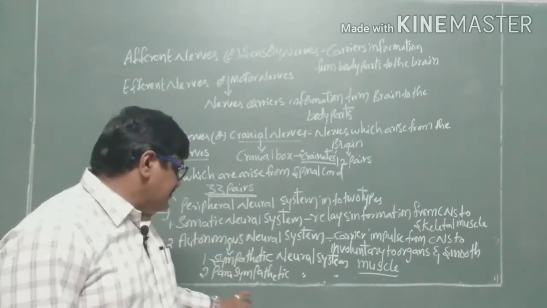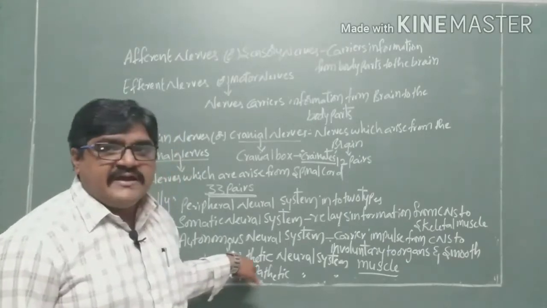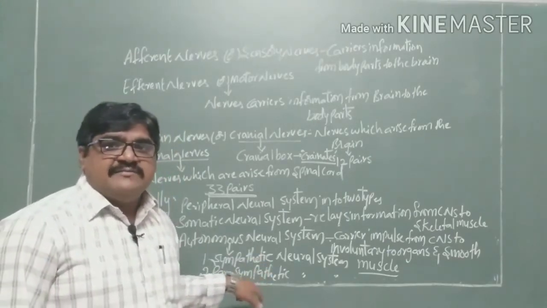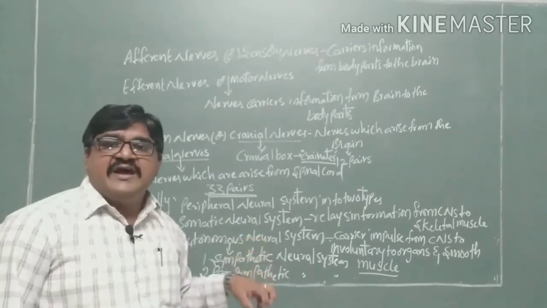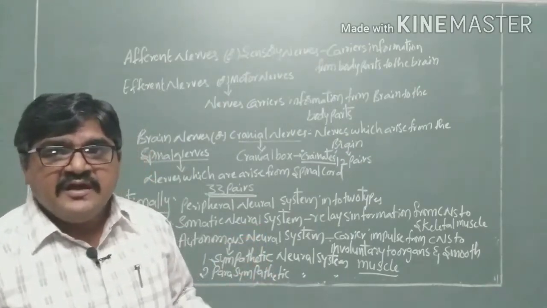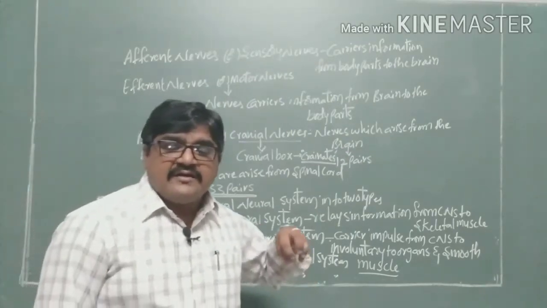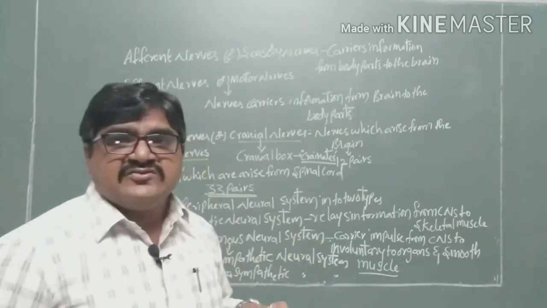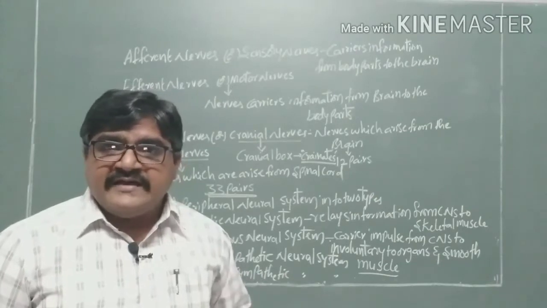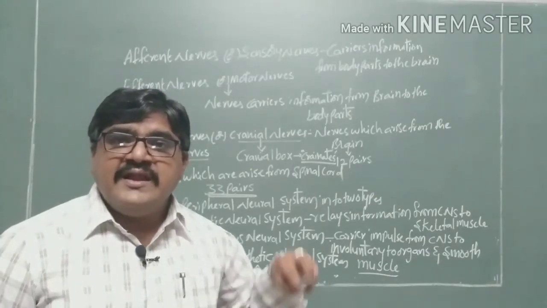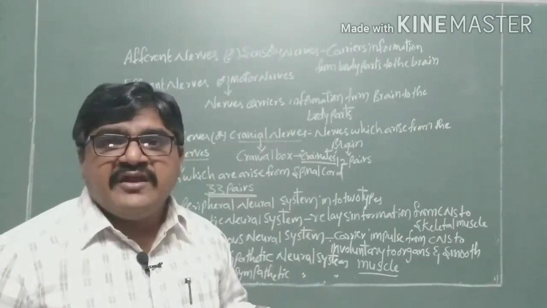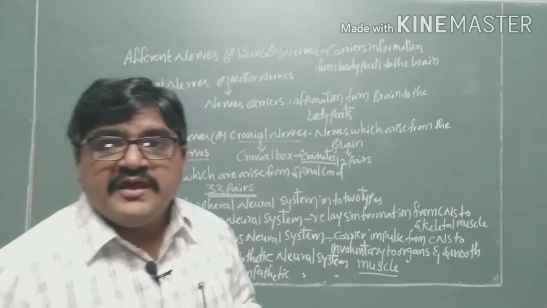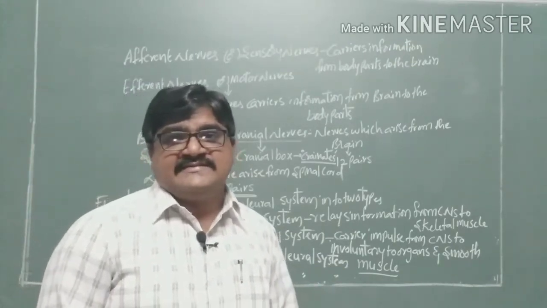Such systems are called sympathetic as well as parasympathetic, and they are involuntary in function. They are not under the control of the brain or spinal cord. So they are involuntary in function, and such a system is called the autonomous neural system. This is the classification of the human neural system.